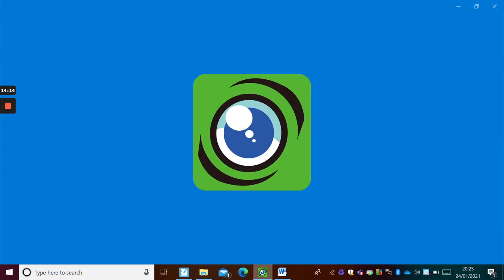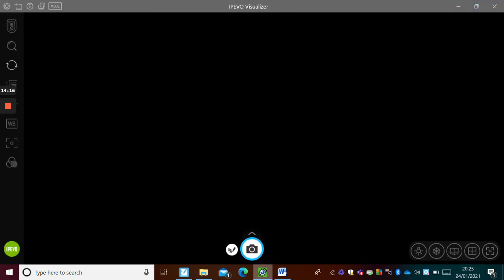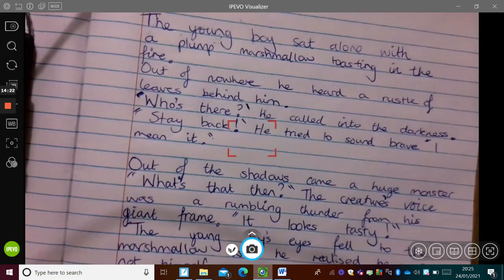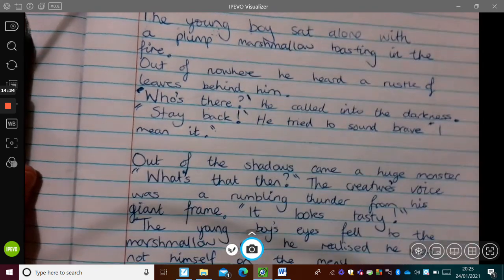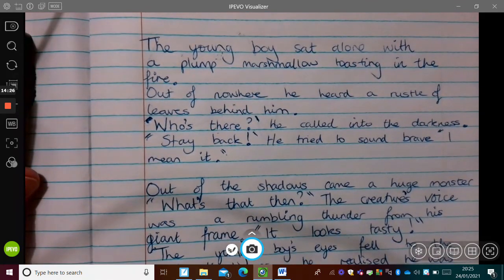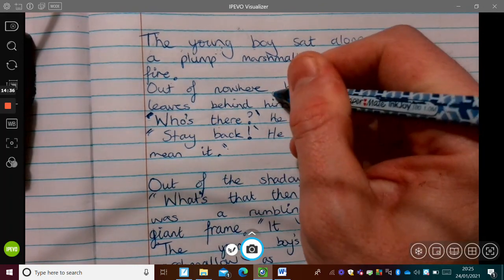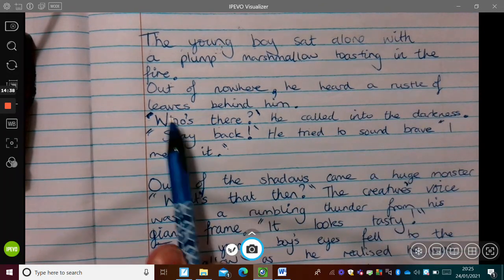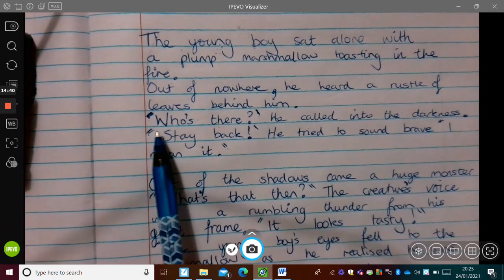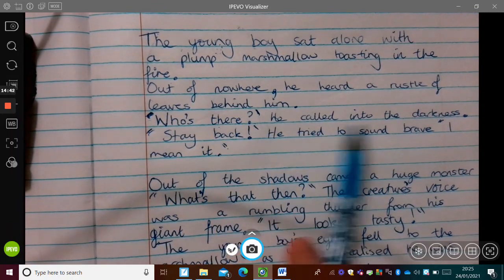So I'm going to start my text with a short description of the scene. Very, very short, because I'm focused mainly on the speech today. So I've got the young boy sat alone with a plump marshmallow toasting in the fire. Out of nowhere, I just want to put a comma after that fronted adverbial, thank you very much. He heard a rustle of leaves behind him. "Who's there?" He called into the darkness.